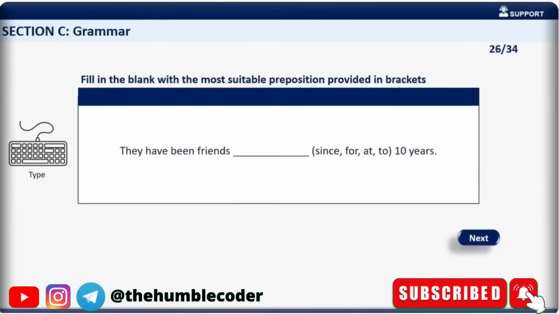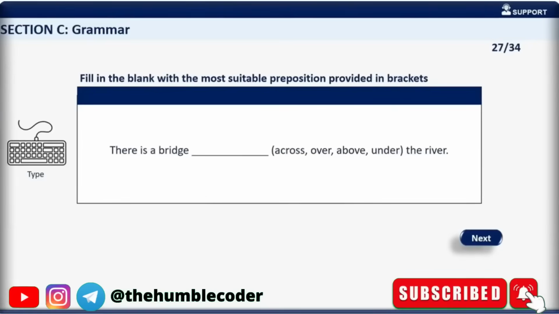Let's move on to the next question now. They have been friends dash 10 years, and the options that we are given are since, for, at, to. The correct answer in this question is going to be for. They have been friends for 10 years. Moving on to the next question now. There is a bridge dash the river. The options that we have are across, over, above and under. The correct answer is going to be there is a bridge over the river.